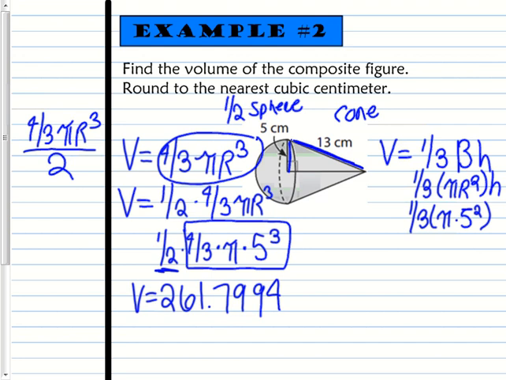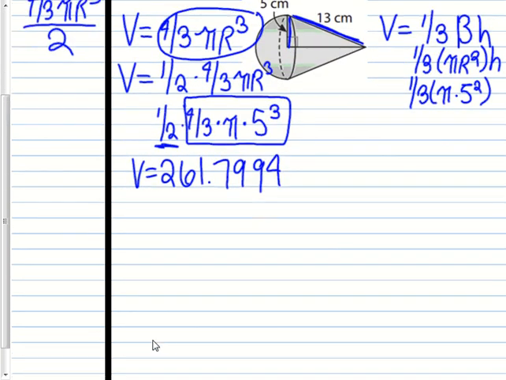That's not the real height, that's the slant height. So we're going to come down here, scroll down, and we have to find the real height using the Pythagorean theorem. So a squared plus b squared equals c squared. I know that this is 5.